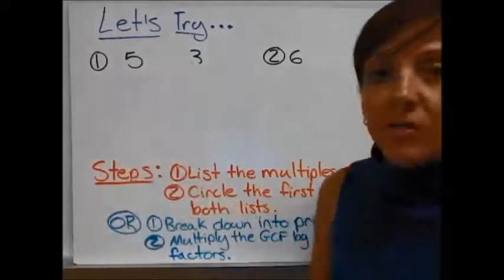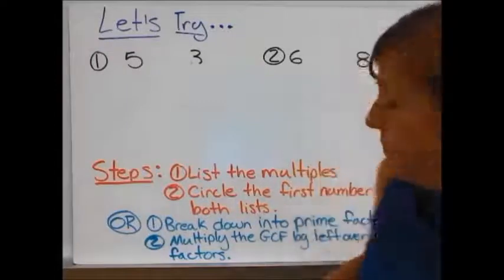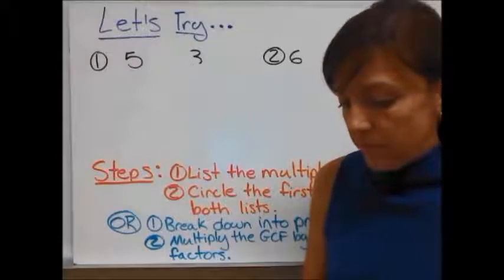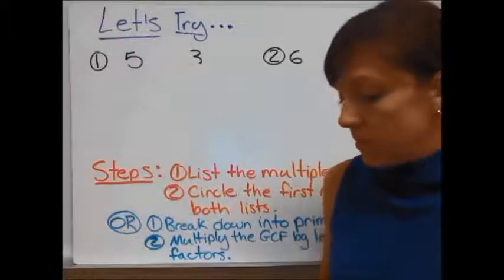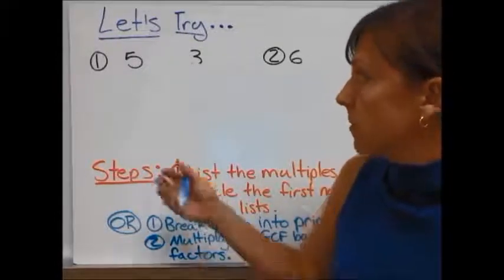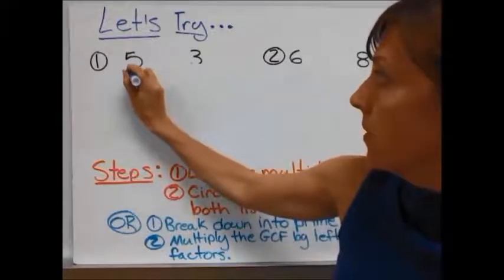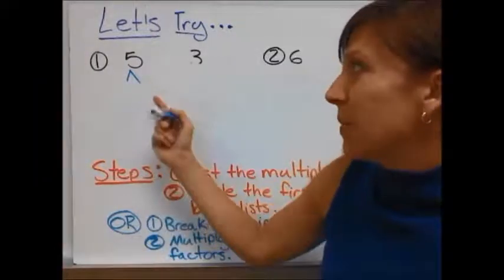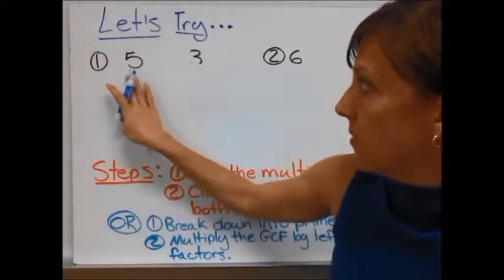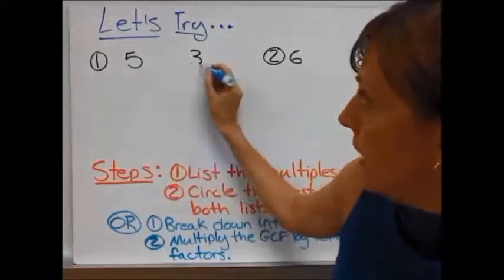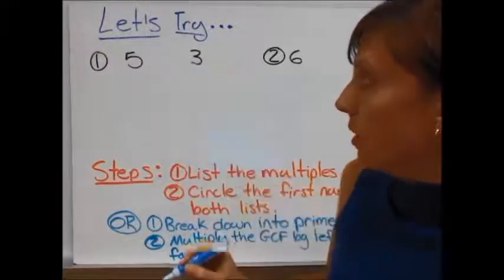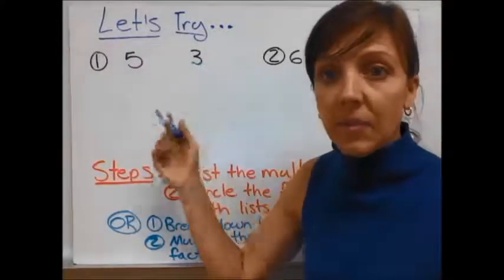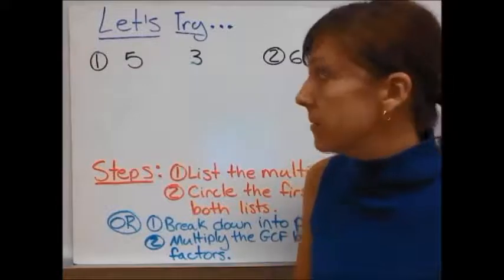Now, the second way is using a prime factorization tree. So, we are going to break 5 down, but 5 is already prime, so we can stop right there. 3 is also already prime, so all I simply need to do is multiply 5 times 3, and I've got my least common multiple, which would be 15.